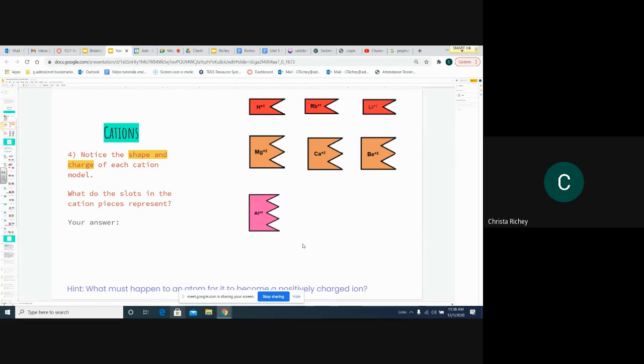Each aluminum wants to deal with the motion of 3 electrons. So if you're dealing with aluminum and something like chlorine, which can only move 1 electron, you need 3 chlorines for every 1 aluminum. That is what this is trying to show you.